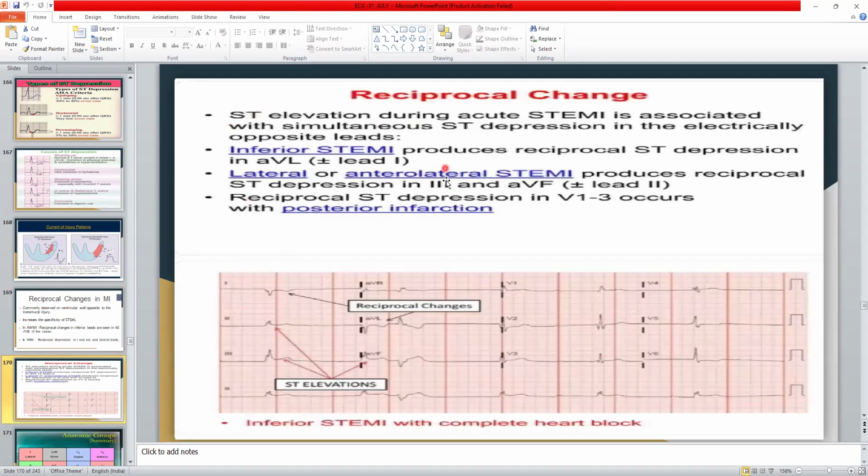Here you can see the ECG showing acute STEMI associated with simultaneous ST depression in the electrically opposite leads. In case of inferior STEMI, it produces reciprocal ST depression in AVL and lead 1. This is the AVL, this is the reciprocal change. This is the inferior wall showing ST elevation in lead 2, lead 3 and AVF, and showing the reciprocal changes, that is ST depression in lead 1 and AVL.